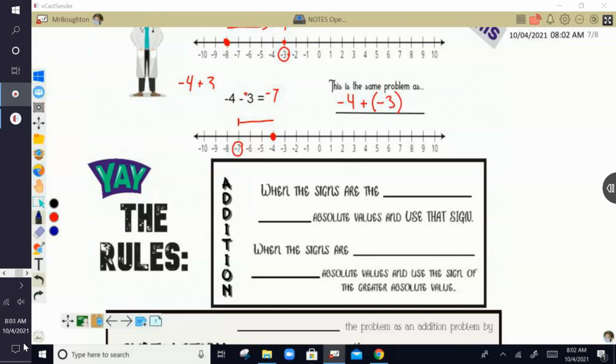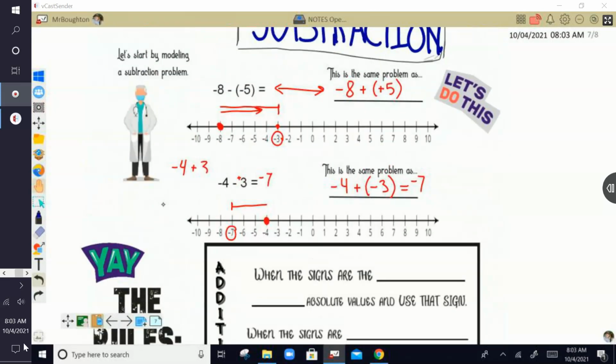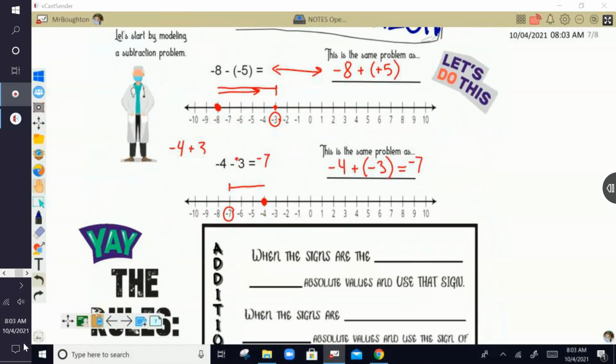These two would both look the same on a number line and end up with the same answer. So -4 plus a -3 ends up exactly the same spot as -4 minus a positive 3. So let's look at some of these similarities here. I see that subtracting a number is a lot like adding a number. Do you see some things that are the same and some things that are different?